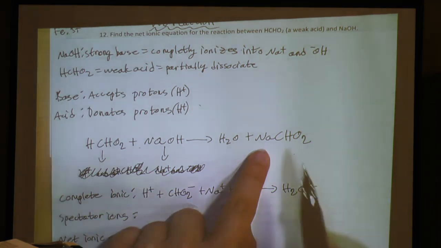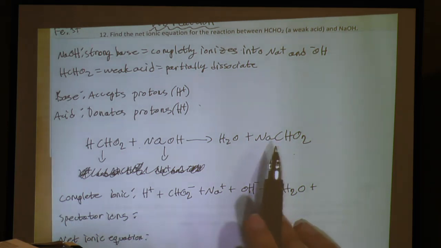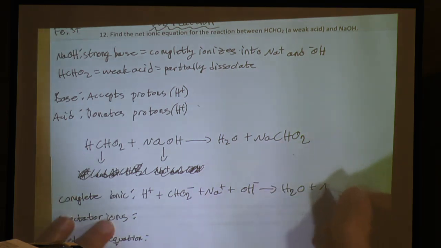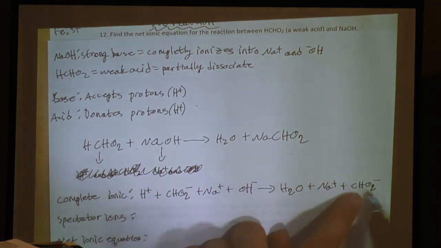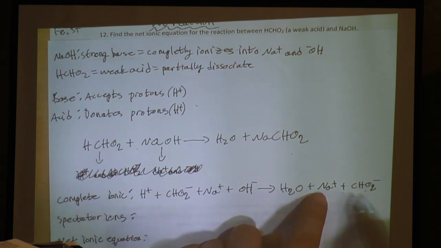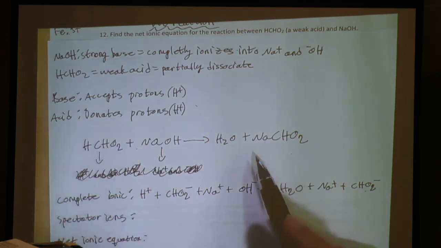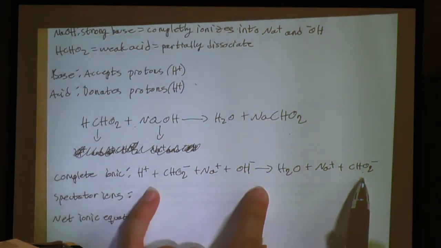A good shortcut here is that when you see a group 1A metal like sodium or potassium, it's always going to dissociate. So sodium, potassium, they dissociate from whatever they're connected to. So this is going to be Na plus and CHO2 minus. The metal dissociates from the CHO2, and the CHO2 stays together because these aren't going to break apart from each other. Did that kind of make sense? This is somewhat of a biochemistry concept, but just know if you see sodium or potassium, it's always going to dissociate. So this is our complete ionic equation.